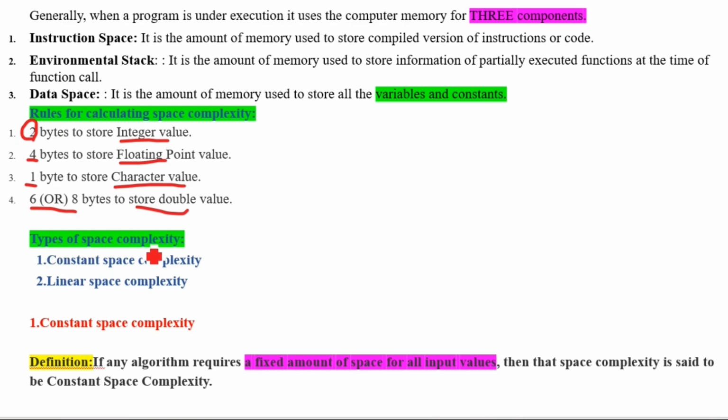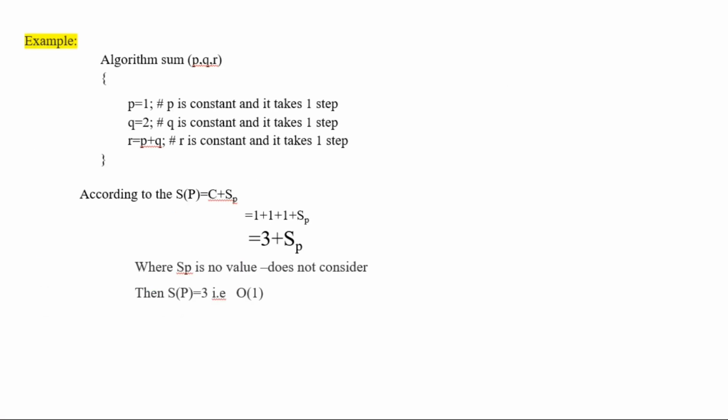Next, two types of space complexities we are using here, that is constant space complexity and linear space complexity. Constant space complexity means a fixed amount of space is required for all input values. For all input values there is a fixed size. That's why it is called constant space complexity.